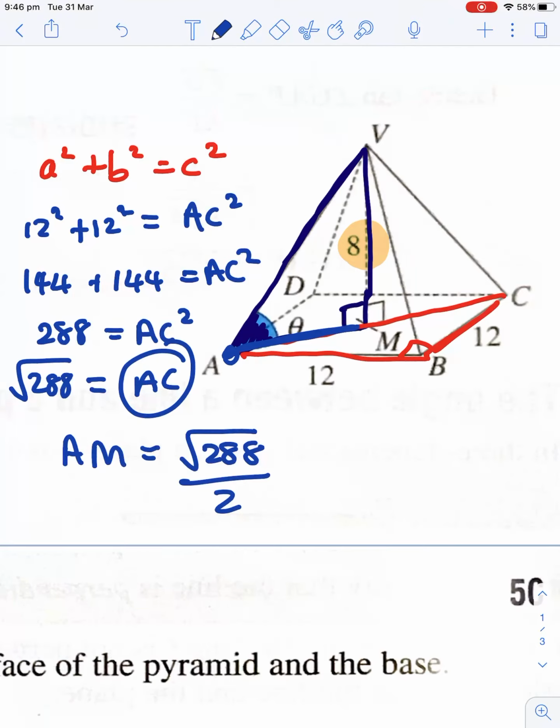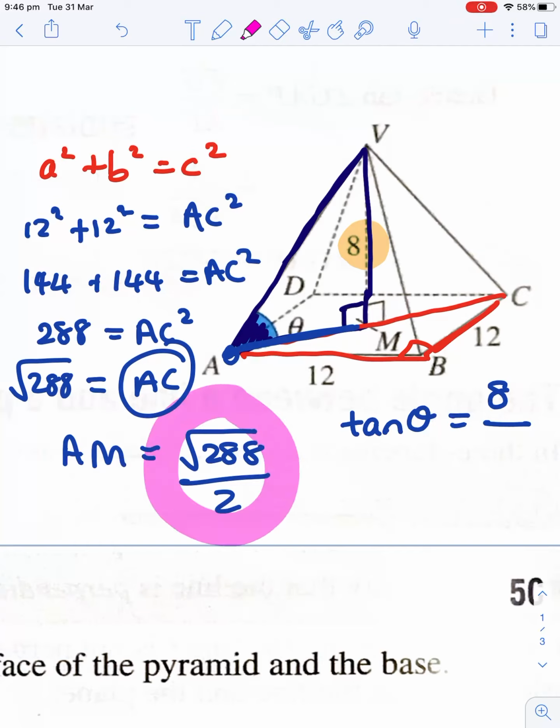Now that we know this bottom length, from here to here, we can use that to figure out our theta. Looking at this triangle, we're going to have to use opposite and adjacent, so that means we're going to be using tan. So tan of our theta is equal to opposite, which is 8, and the adjacent is down the bottom here, from here to here, this length here.